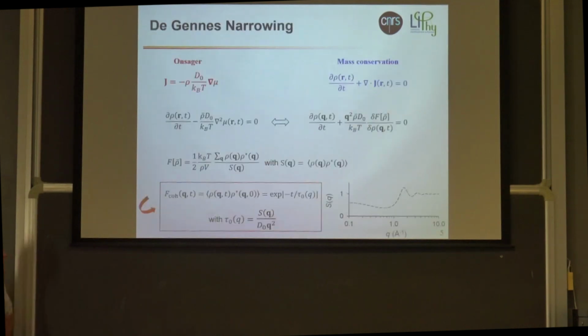Okay, so let's go one step forward. So we have this Onsager equation, which as I just showed you, is kind of equivalent to Darcy equation. You add mass conservation, which relates the change in the local density to the divergence of the flux at time t, and you end up with this differential equation, which is just the combination of these two equations. Now this is where I'm going to introduce the concept of de Gennes narrowing, which is in fact quite simple.